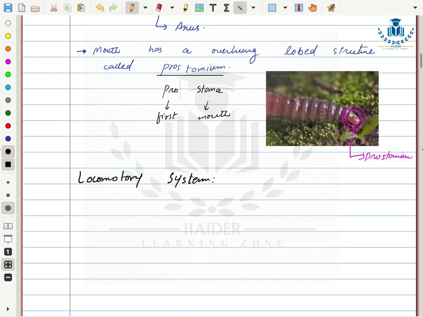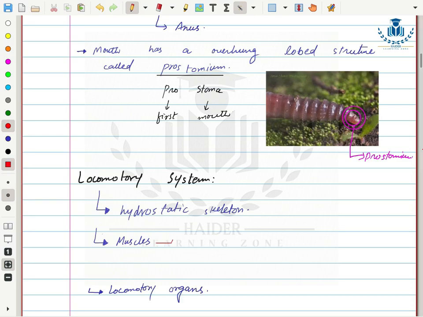Locomotory system. For locomotion, they use a hydrostatic skeleton along with muscles and special locomotory organs. Annelids have 2 types of muscles. They have circular muscles as well as longitudinal muscles. Circular muscles are called so because they are arranged along the circumference of the body, while longitudinal muscles are called so because they are arranged along the length of the body.